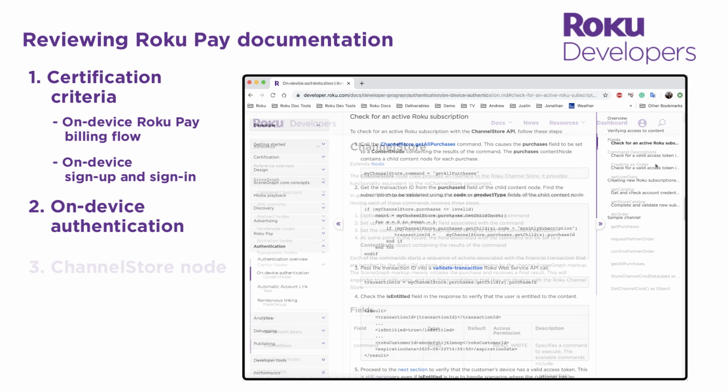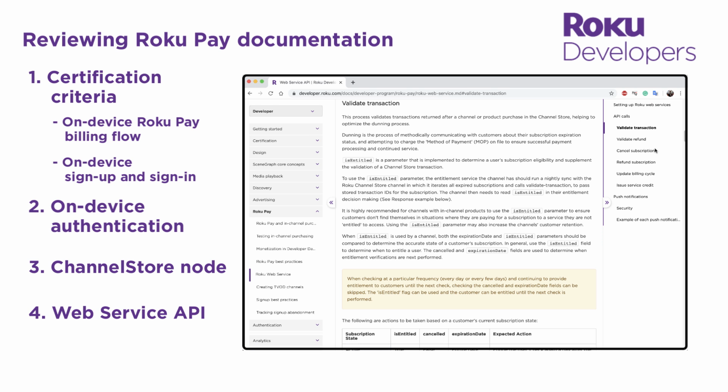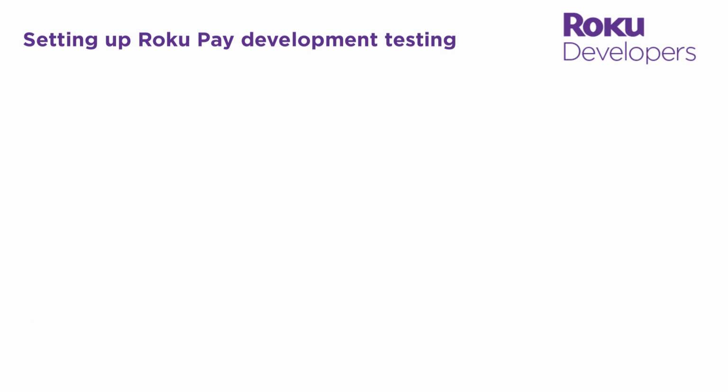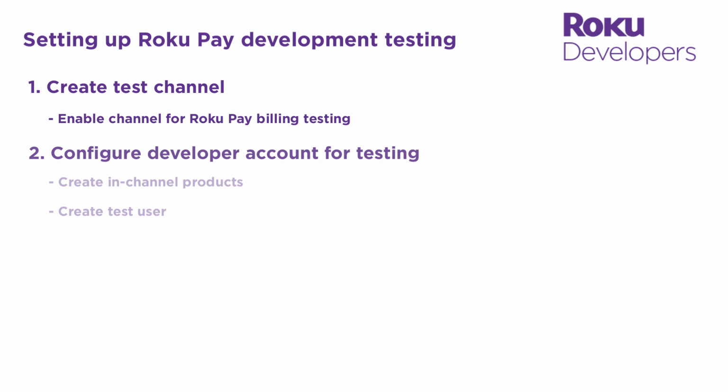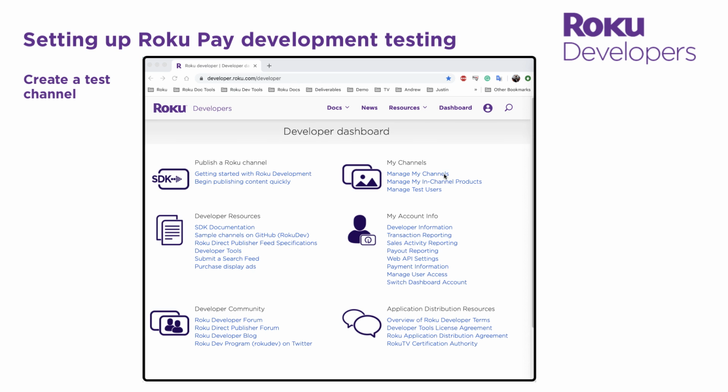Also, take a look at the ChannelStore node and Roku Web Service documentation. These documents detail the APIs used to manage Roku Pay integrations. Once you're ready to integrate Roku Pay and on-device authentication, you need to create a channel and configure it and your development account for testing. So log in to the developer dashboard with your Roku developer account credentials.